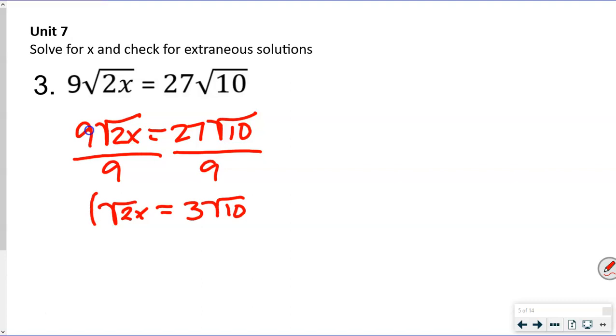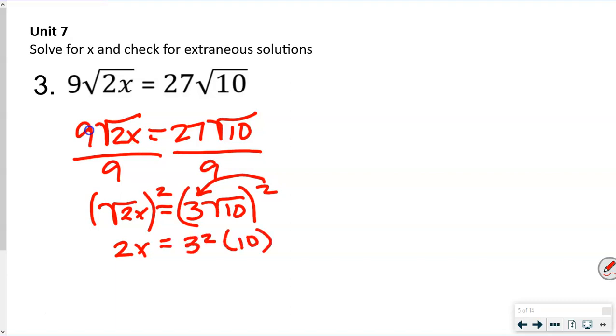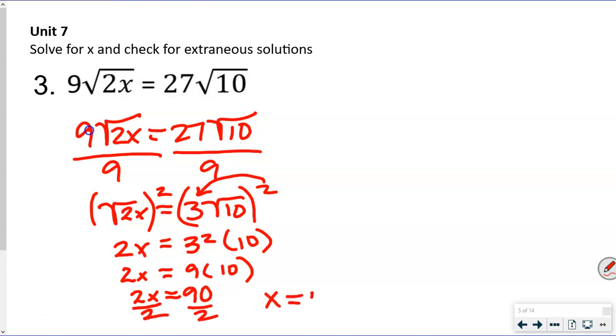Now once again, we're going to square both sides. And so when I square a square root, I get what was under there. Remember again, this is going to be 3 squared, right? And then that's going to be 10. So this is going to be 2x equals 9 times 10. So 2x is equal to 90. Divide both sides by the 2. So x is equal to 45.